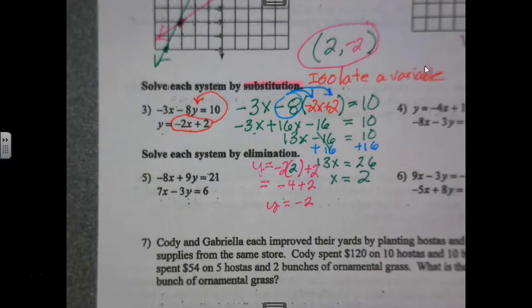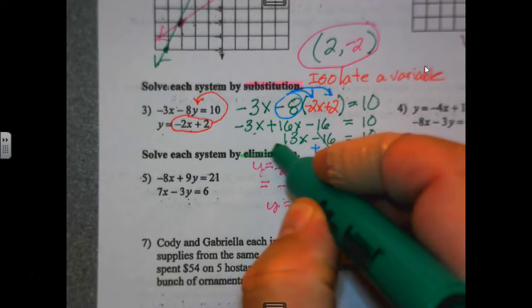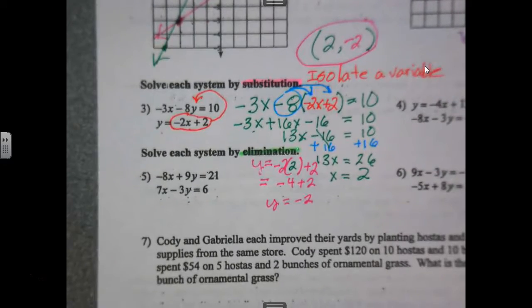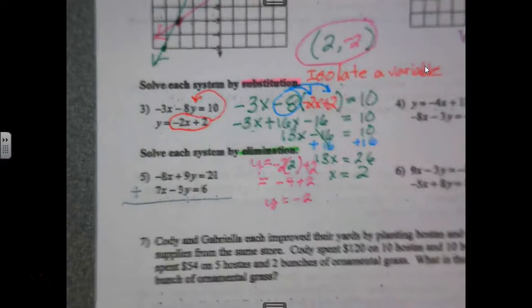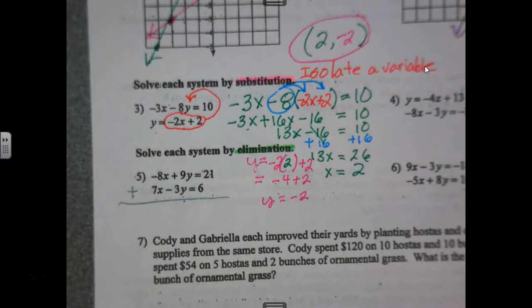And then the last method, solve by elimination. The way that this one works, remember, is you're going to add the two equations together, and you're going to eliminate one of the variables when you add them.